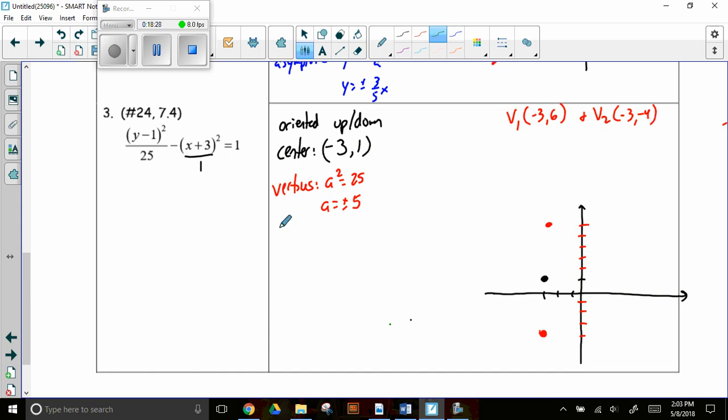Next, jumping into the foci, we have that a squared equals c squared minus b squared equation. And in this case, we have 25 equals c squared minus 1. So 26 equals c squared, which implies that c equals plus or minus radical 26, which is roughly 5.1 maybe. Square root of 26, 5.1. Okay, so what that means is I start at the center and I count up 5 and down 5.